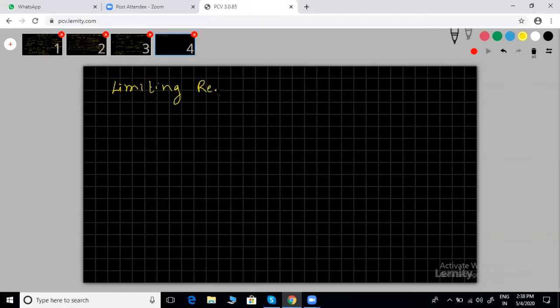Limiting reagent. I hope you know very well the meaning of limiting reagent. In any reaction, if two or more reactants are given and one of the reactants is present in less than the required amount, that will decide how much product is going to be formed.